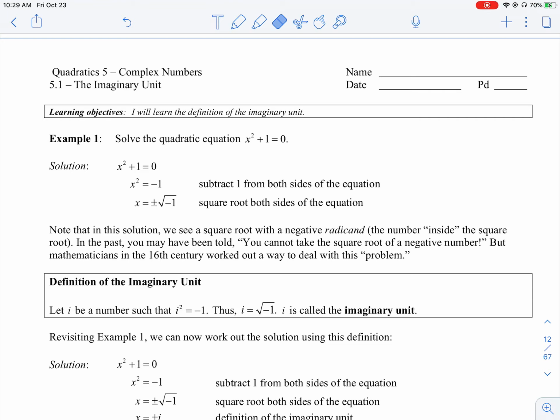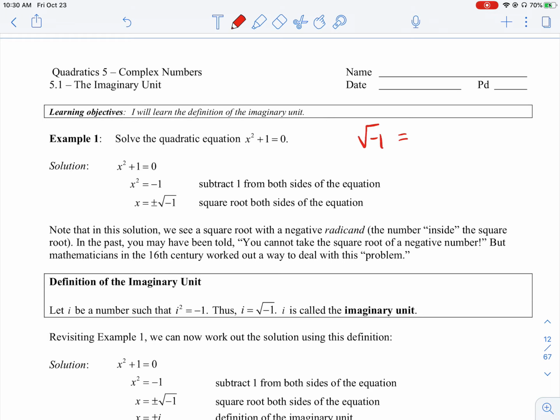Today we're going to be learning Quadratics 5.1, the imaginary unit. What is the imaginary unit? If we are tasked to solve x squared plus 1 equals 0, the first step that we would do is to subtract 1 on both sides, correct? And so you'll end up with x squared equals negative 1. And then you will, of course, square root both sides and you'll end up with x equals plus and minus the square root of negative 1.